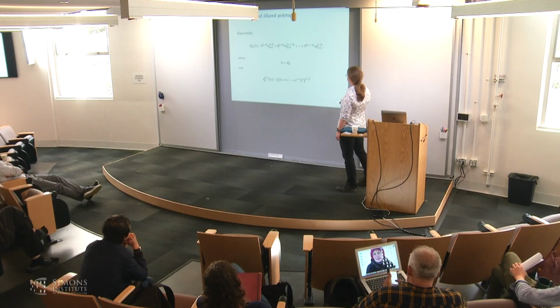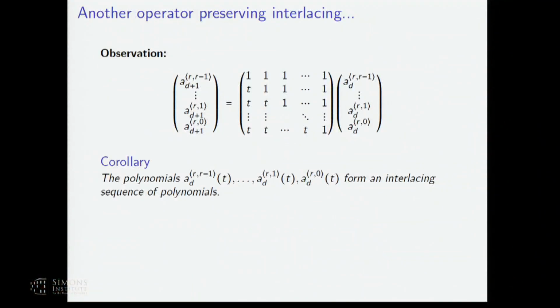Okay, and so it turns out that these polynomials also fulfill this really nice recursion. And therefore, remember this matrix. By induction, again, we get that this is an interlacing sequence of polynomials. So what did I do here? For example, a_{d,r,r-1} interlaces a_{d,r,0}. But since all coefficients were non-negative, meaning that all zeros were negative, I can also bring this to the other side, so to say, by multiplying with t.